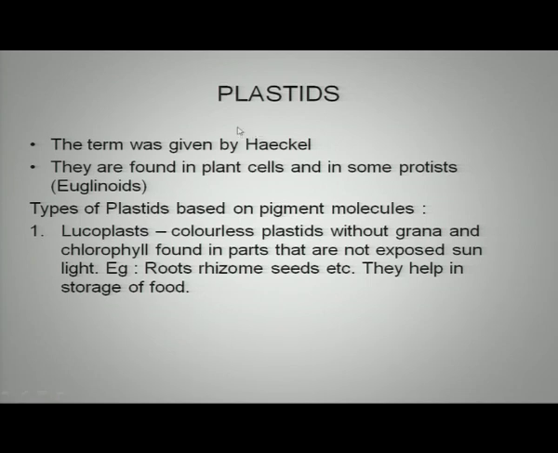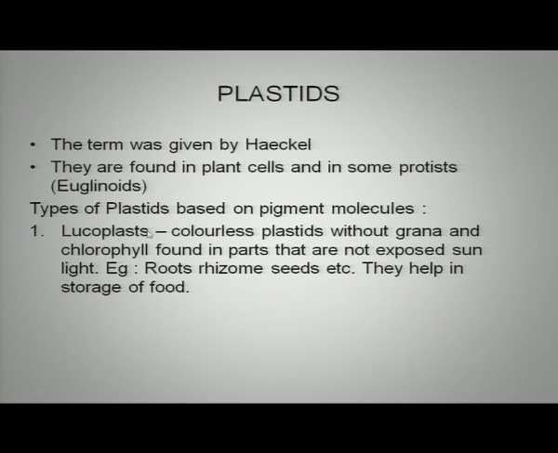Now, come to the next organelle, that is plastids. The term plastids was given by Haeckel. They are found in all the plant cells and in some protist organisms, for example, euglenoids. Types of plastids based on pigment molecules. There are 3 different types of plastids based on the pigment molecules.